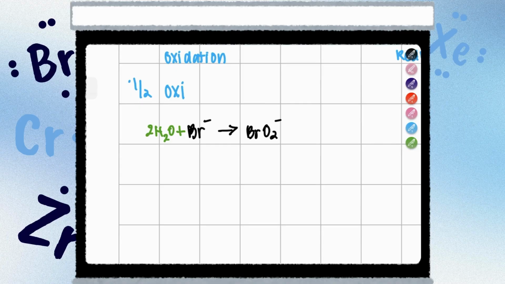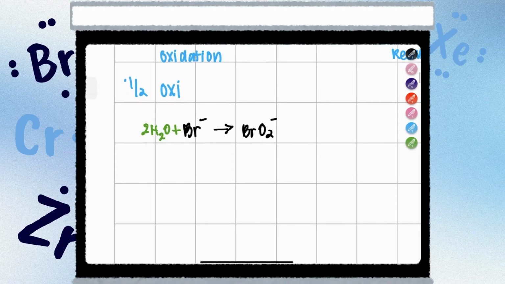But now we have to balance out hydrogen as well. So we have to add 2 times 2 is 4. So 4H plus. Now that we've balanced out hydrogen and oxygen, we have to balance the charges as well. So we have to add electrons to either side in order to balance their charges. So we have to find the charge for this side and the charge for this side.